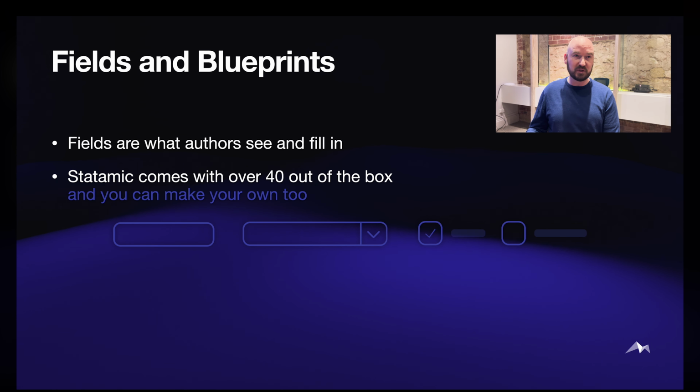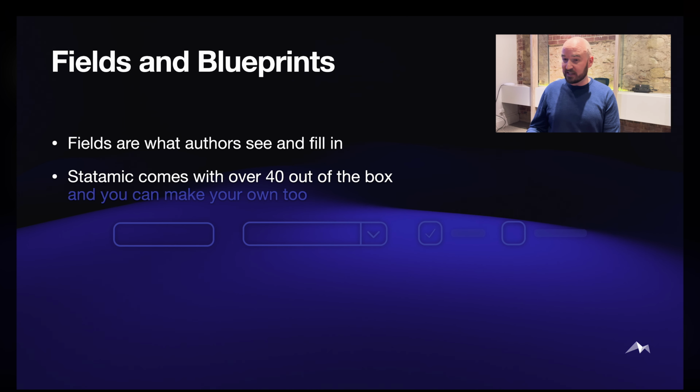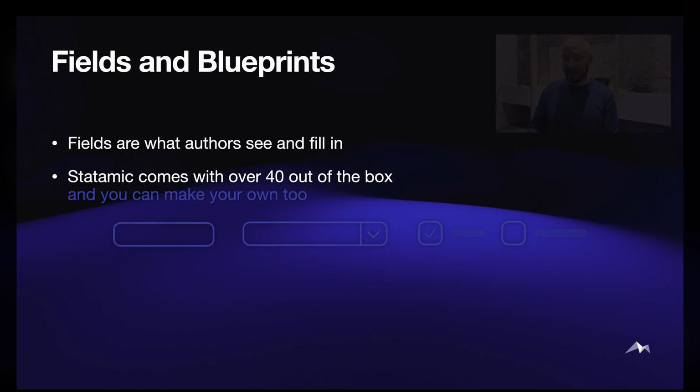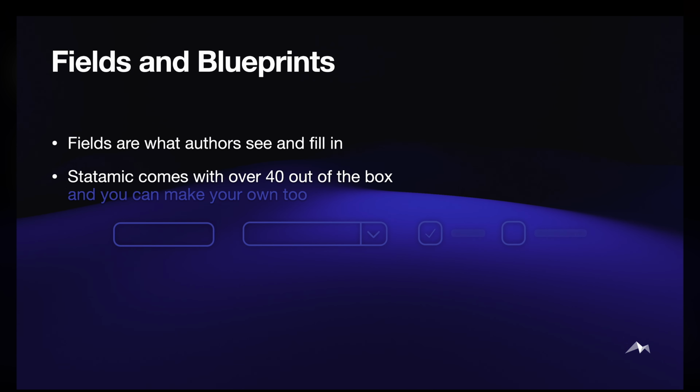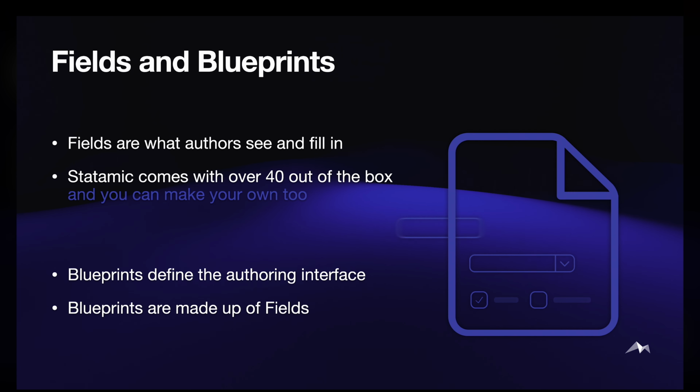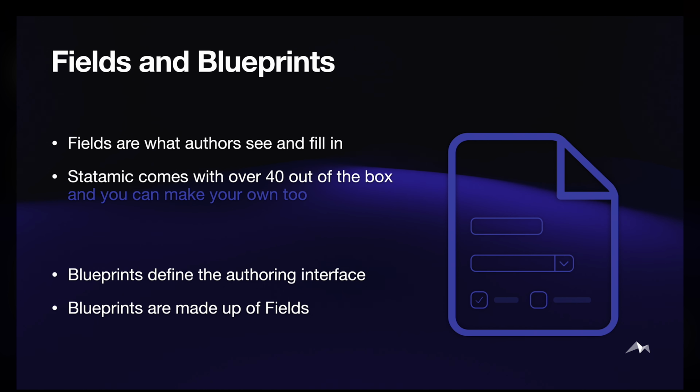So if you do have a field type need, you can actually make your own field types too, which does open up the potential for you to really expand what the platform can do. So blueprints are where all of the editing and authoring interfaces get defined. So this is just taking all those different field types, using them how you need for your authors, and that creates your blueprints.